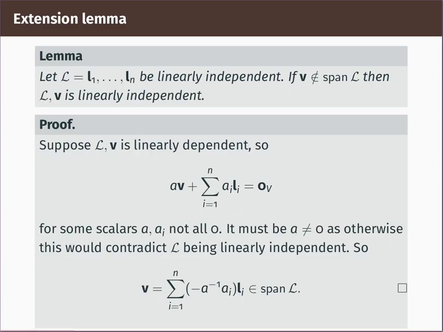So here's the key lemma called the extension lemma. What it says is that if you've got a linearly independent sequence, which I've written as curly L, with terms L1, L2 up to Ln, and if you've got a vector v which does not belong to the span of L, then the sequence that you get by adding v to the end of L is linearly independent. So here, L comma v just means the sequence you get by taking L1 and then L2 and so on up to Ln and then adding v on the end.